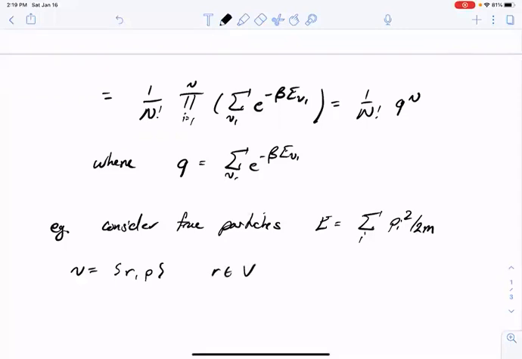R is in some container V. P can take any value from minus to plus infinity. And that sum, often naturally expressed as an integral, can be evaluated explicitly, giving rise to, in a few steps, things like the ideal gas law. And it's really small deviations away from those sorts of calculations that one does in an introductory course, and we won't reprise here.